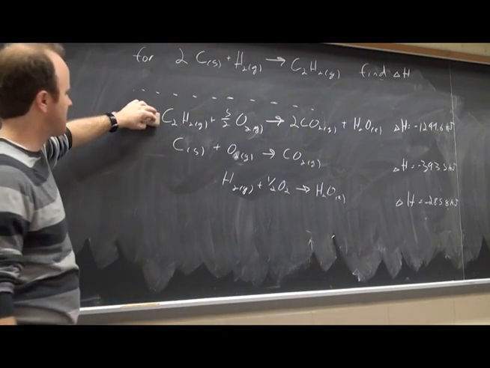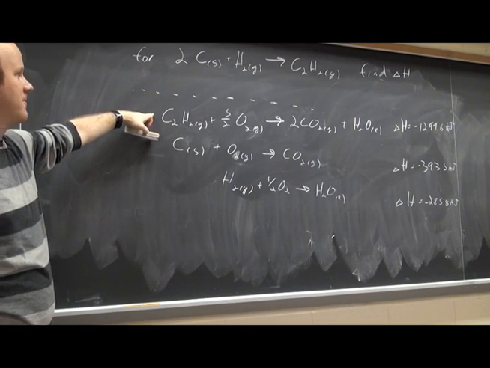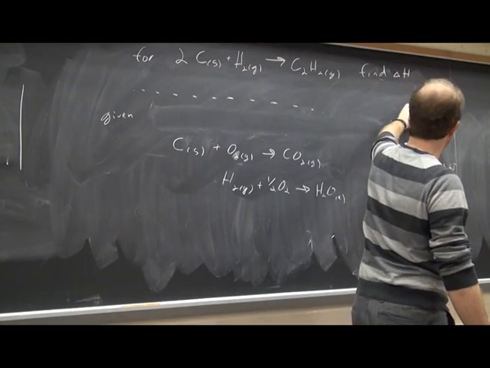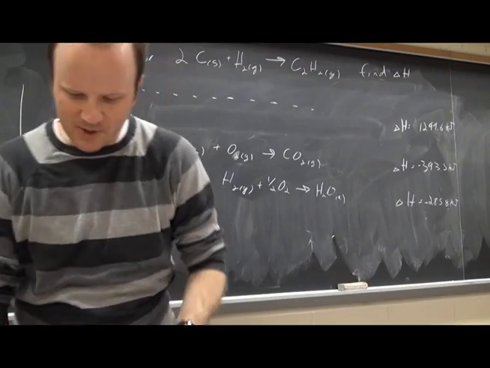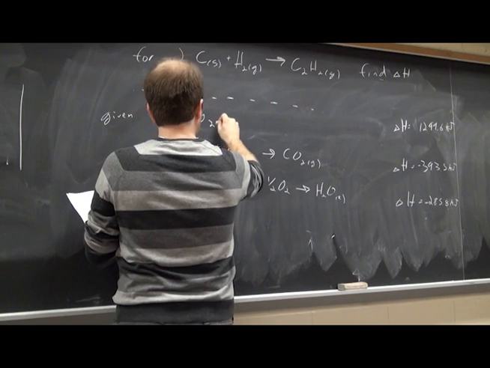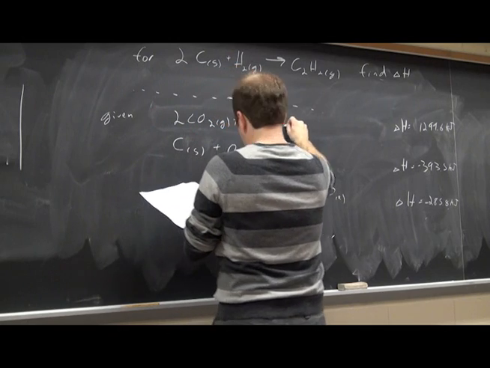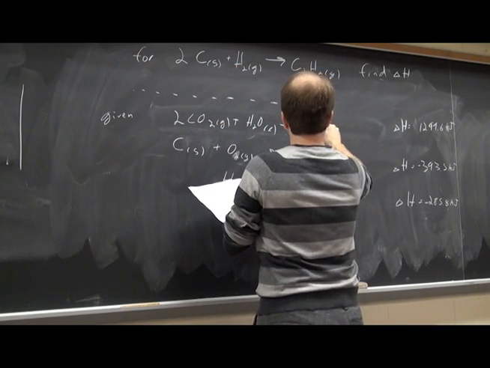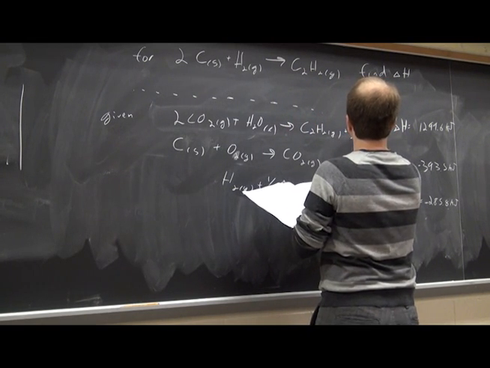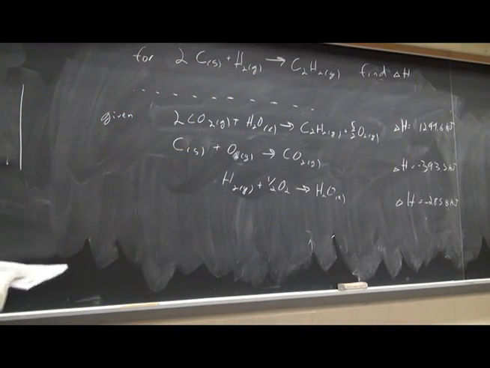So what should we do with this reaction? Is this good or do we need to change it to get it more like the top one? Just change it. Flip it. Okay, so we just flip that one. So we've got 2CO2 plus H2O goes to C2H2 plus 5/2 O2. Okay, so we're good with that one.